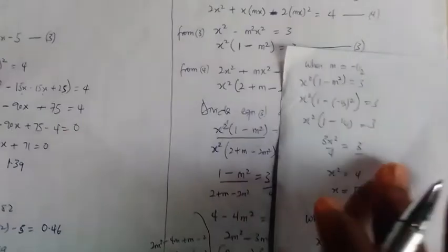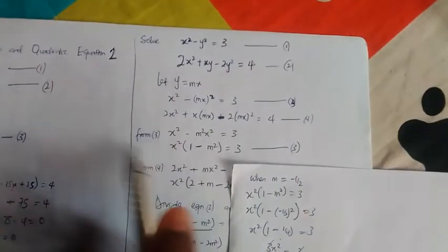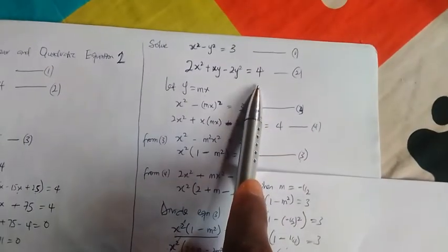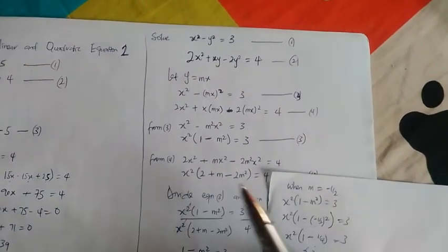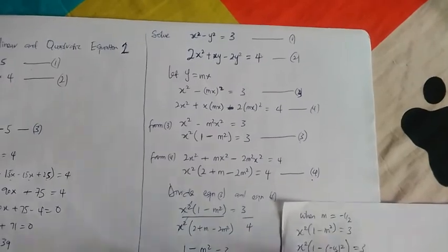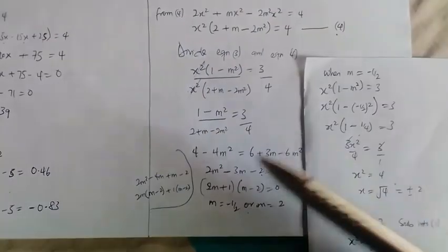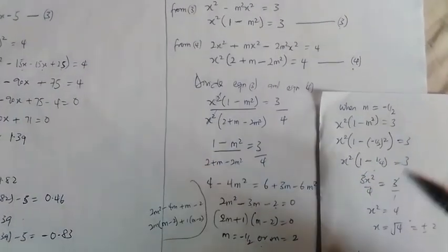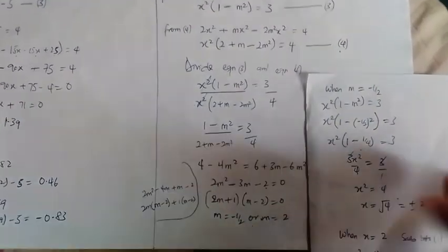Now, from the beginning, how do you solve this question? The idea is to introduce y equals mx, and substitute into equations 1 and 2. After which, you divide equation 3 by 4, and that's the new equation. After dividing, you get your m. After getting your m, you substitute into equation 3 or 4 to get your x. After which, you substitute your x into equation 1 or 2 to get your y.